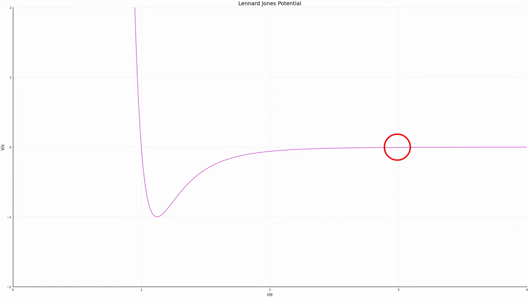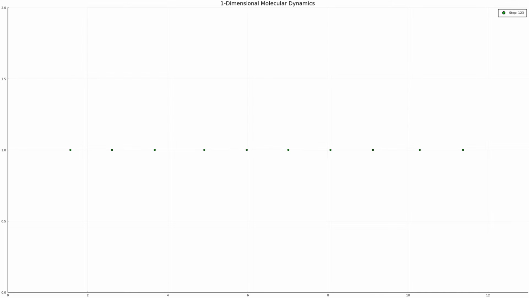Now in our simulation, we can save a lot of time calculating if we assume that at a distance greater than 3 units, the force will just equal 0. By putting these equations together, we have a system that can simulate molecular dynamics in one dimension.